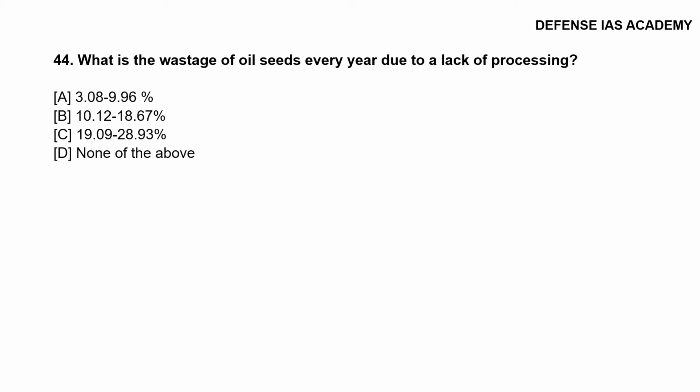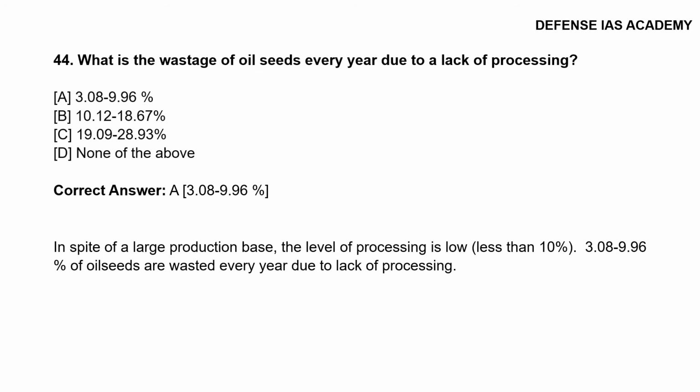Question 44. What is the wastage of oil seeds every year due to lack of processing? The correct answer is option A, 3.08 to 9.96%. In spite of a large production base, the level of processing is low, less than 10%. So 3.08 to 9.96% of oil seeds are wasted every year due to lack of processing.